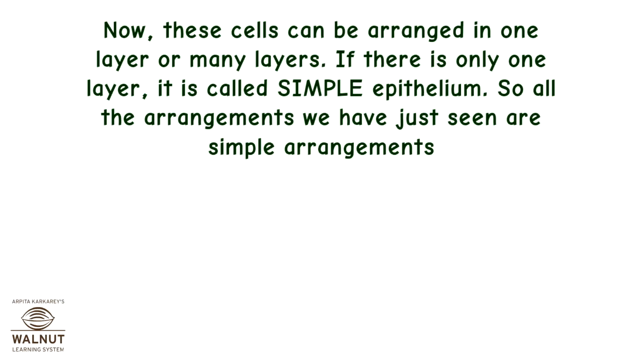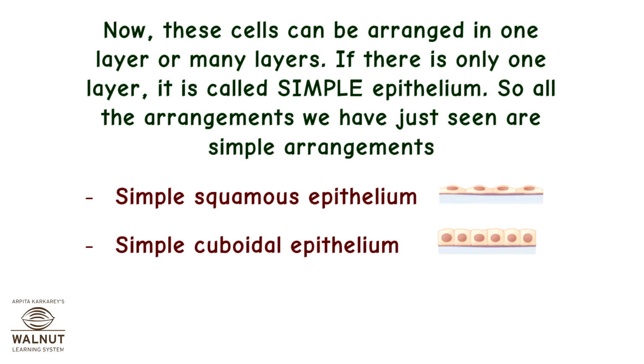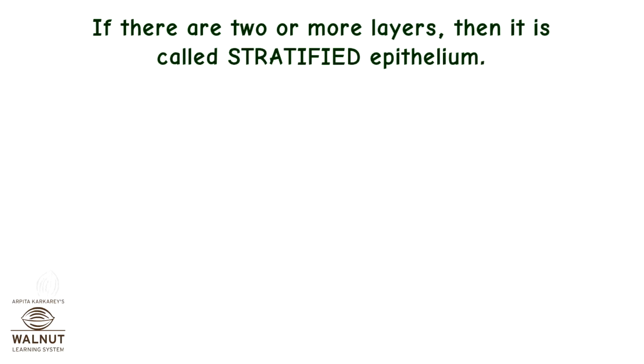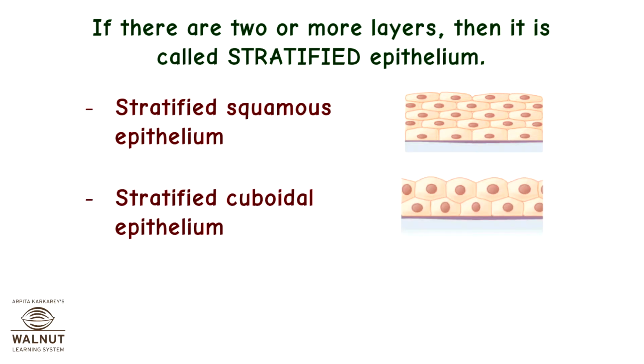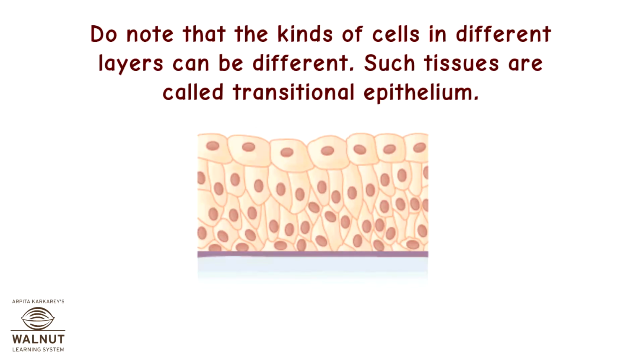So, all the arrangements we have just seen are simple arrangements. Simple squamous epithelium, simple cuboidal epithelium, simple columnar epithelium. If there are 2 or more layers, then it is called stratified epithelium. Stratified squamous epithelium, stratified cuboidal epithelium, stratified columnar epithelium. Do note that the kinds of cells in different layers can be different. Such tissues are called transitional epithelium.